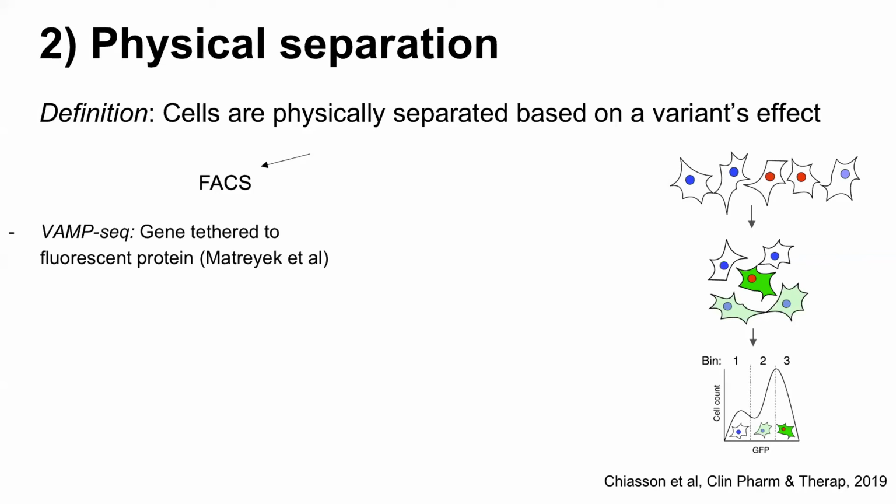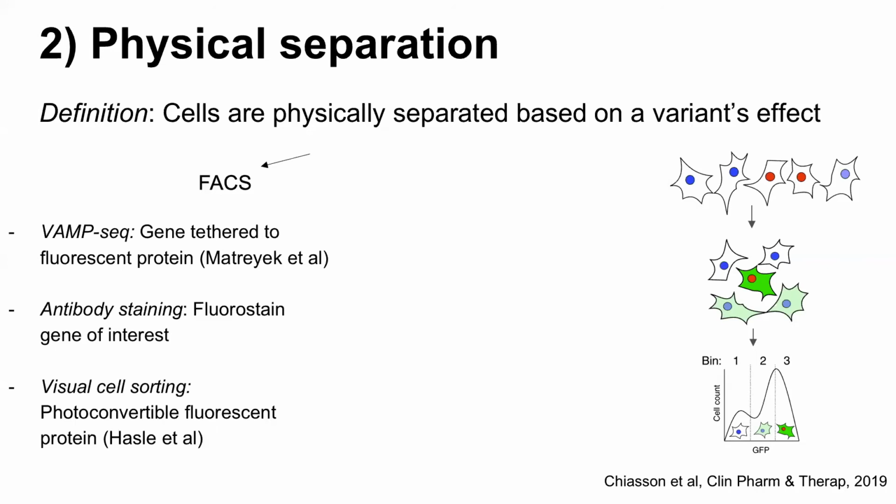And this has, of course, been used at UW, and now Case Western, in the technique VAMP-seq, where your gene of interest is tethered to a fluorescent protein. So cells can be sorted based on abundance of the protein of interest. Also, instead of tethering, you can also just label your proteins with an antibody and use FACS to sort based on that.